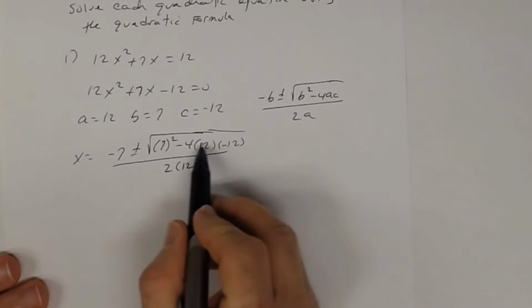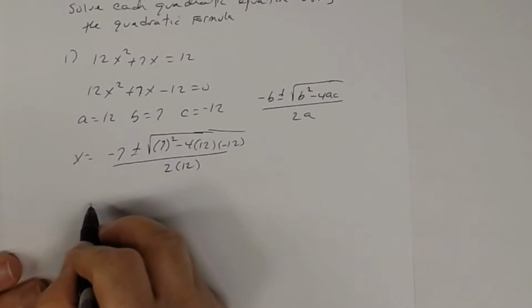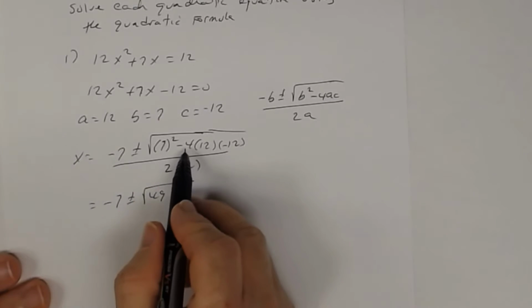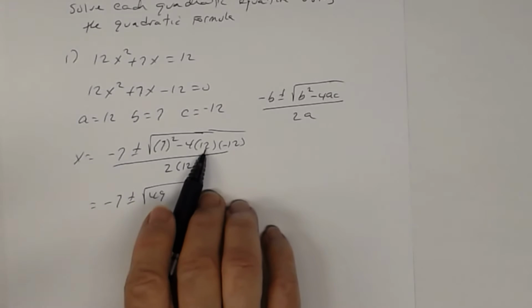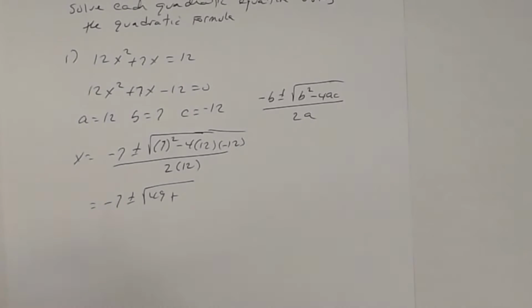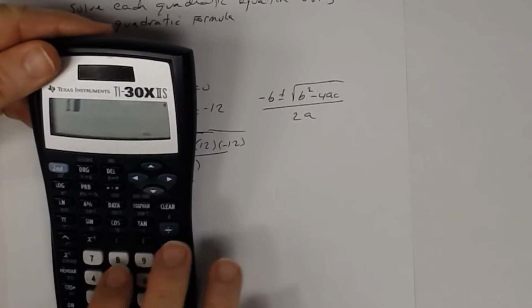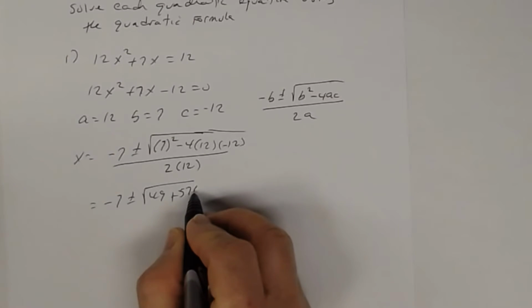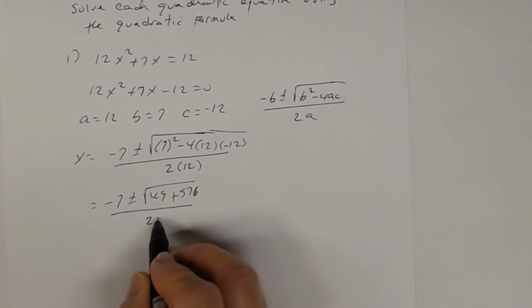Now the next thing you're going to do is simplify this radicand. So 7 times itself is 49, so I get negative 7 plus or minus the square root of 49. All right, now be careful here. Use your calculator if you have to. First of all, notice that a negative times a positive times a negative is going to be a positive. And then 4 times 12 is 48, and 48 times 12 gives us 576. All of that is divided by 2 times 12, which is 24.